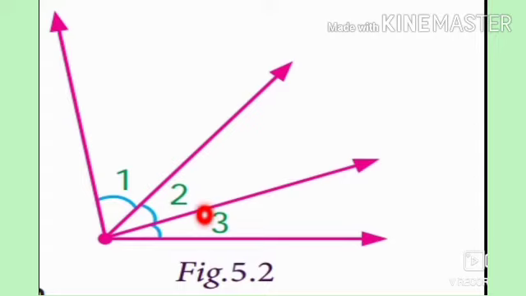It can be observed that there are 2 pairs of adjacent angles: angle 1 and angle 2 are adjacent angles, and angle 2 and angle 3 are one pair of adjacent angles.